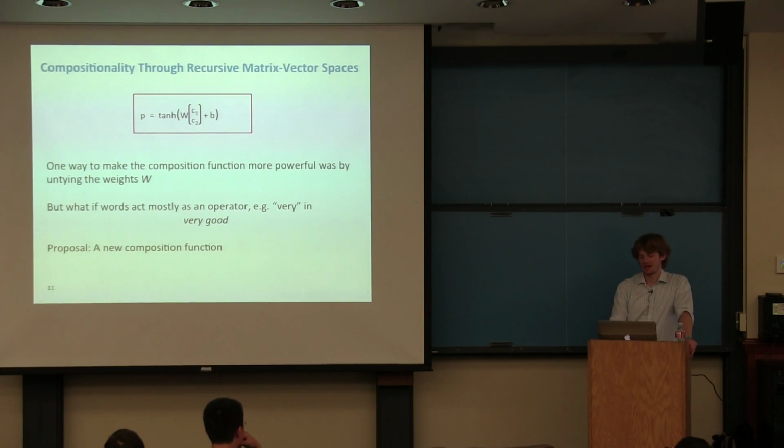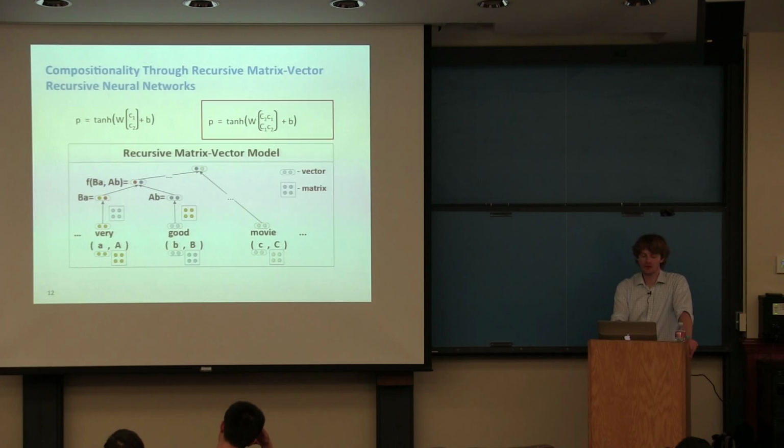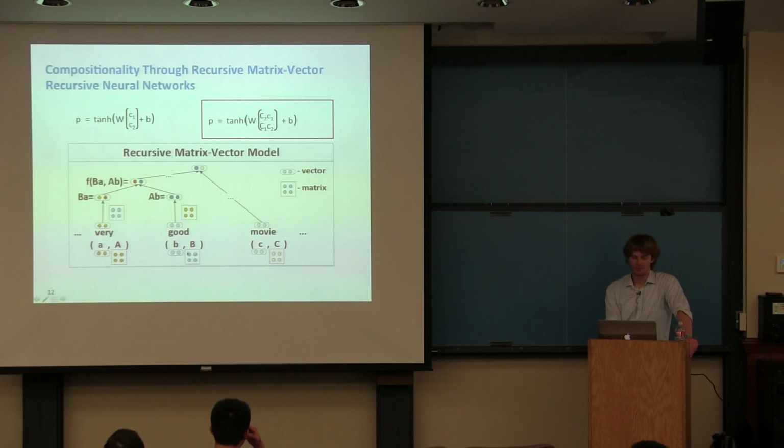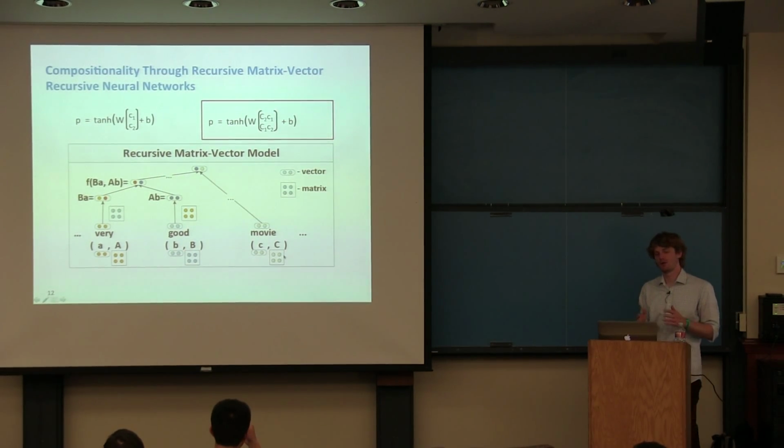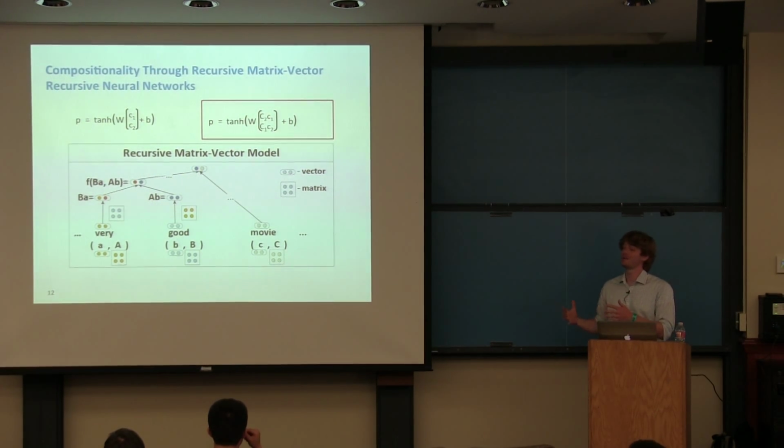And so this led us in 2012 to think of a new kind of composition function, namely a matrix vector recursive neural network, where essentially we represent every word as not just a vector, but also a matrix. So instead of saying every word is only an n-dimensional vector, we say it is an n-dimensional vector and an n by n dimensional matrix. So that's a huge blow up in the number of parameters here. And there are some nice linear algebra tricks, namely low-rank approximations to matrices, which we won't go into, to reduce that again. But basically, that is the idea.